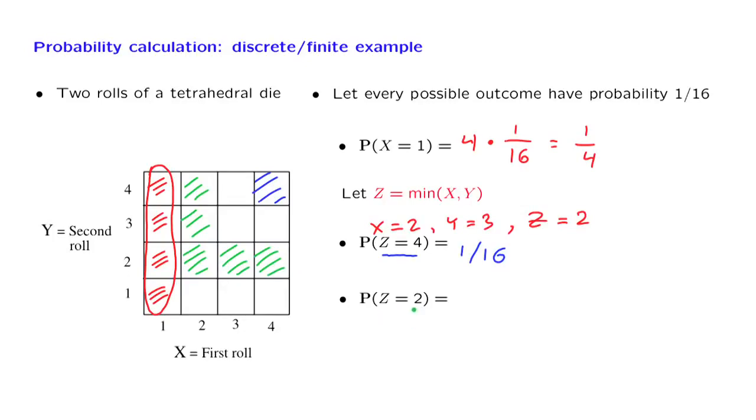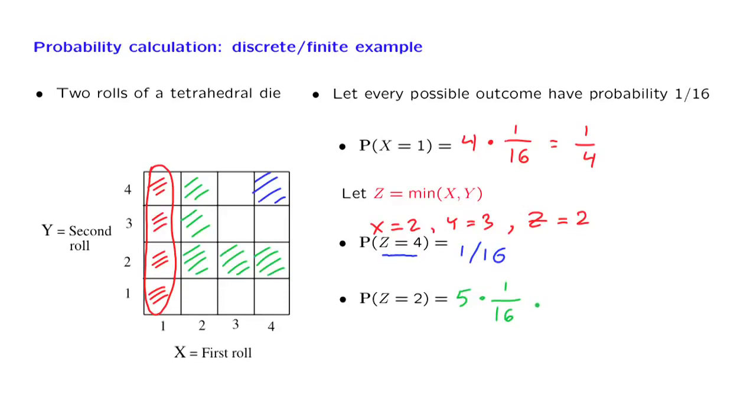There's a total of 5 such outcomes. Each one of them has probability 1 over 16, and we have discussed that for finite sets, the probability of a finite set is the sum of the probabilities of the elements of that set. So we have 5 elements here, each one with probability 1 over 16, and this is the answer to this problem.